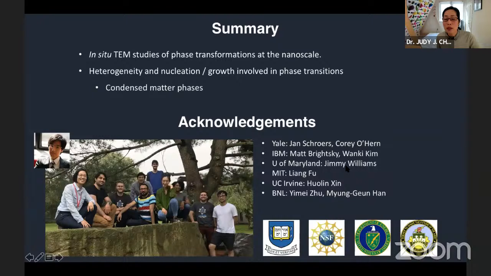And some of the topological materials, although I didn't show it, we have some nice Josephson junction measurement work that's in collaboration with University of Maryland and MIT. And some of the high resolution in situ work and cryogenic TEM work was done at Brookhaven National Lab, which is about 3.5 hours away from Yale, working with Yimei Zhu and Myunggun Han and Ho-Lin Xin, who's now at UC Irvine. So with that, thank you very much.